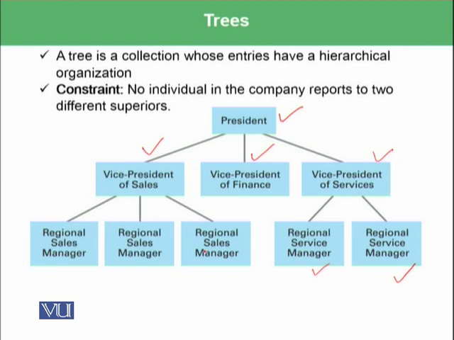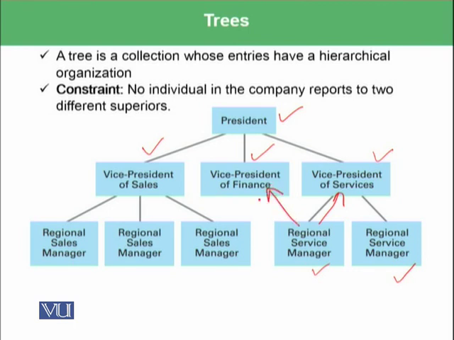And I want to remind you again that whenever you want to store this tree, it will actually be stored in the same RAM which has addresses, and each address will store only one node. But all of the nodes will be connected using a data abstraction or data structure which we will implement as a tree. And here we have a constraint that no individual in the company reports to two different superiors. So this regional manager will be reporting only to the vice president of services. He or she is not reporting to both of them.